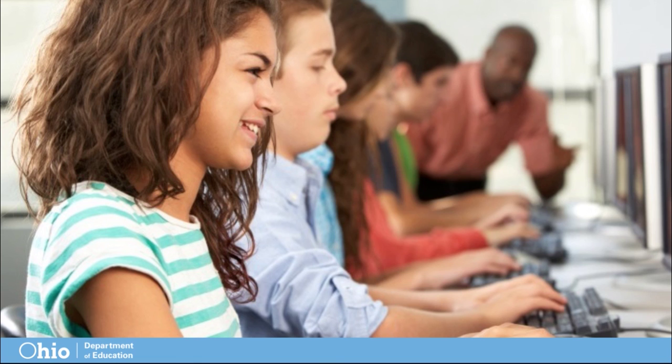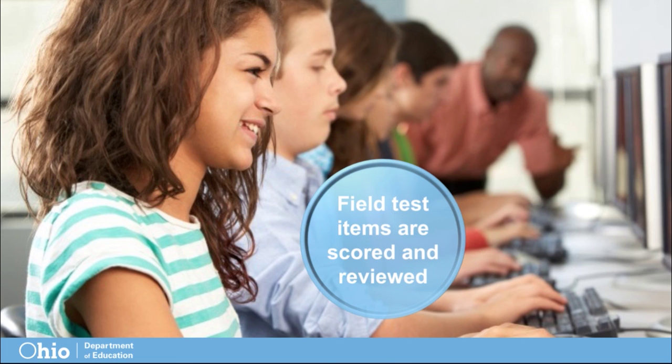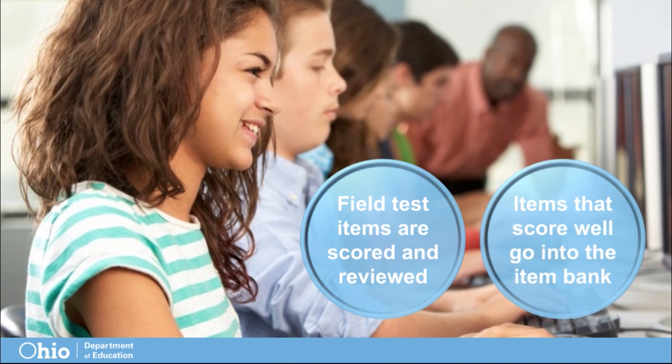Field test items are scored and then undergo a review to evaluate the performance of the item. Items that perform well on the field test go into the item bank for the grade level or course. The item bank contains all of the eligible test items that can be used to build future state tests. Items that perform poorly on the field test are not added to the item bank. They may be sent back through the item development process for further revision or rejected. Rejected items are no longer considered as eligible items.